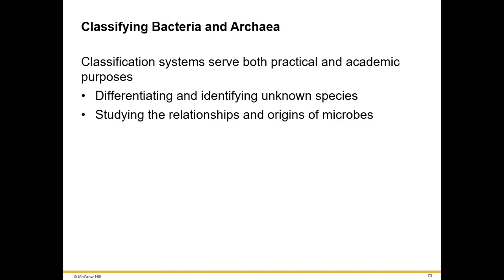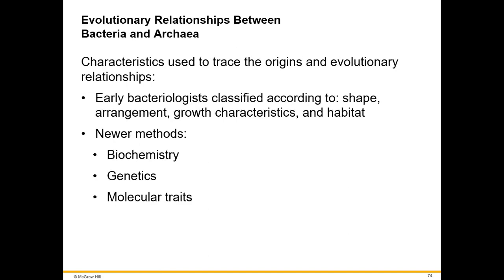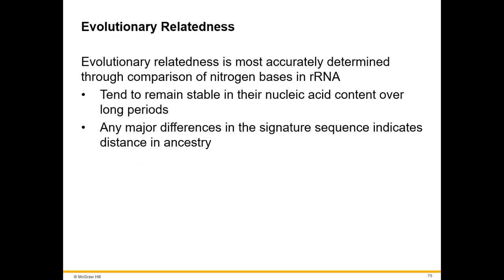Classifications. Systems have both a practical and an academic purpose in differentiating and identifying unknown species and studying the relationship and origins of microbes, the evolutionary relationships that can trace them. Many bacteriologists classify according to shape, arrangement, and growth. With newer methods, we rely on biochemistry, genetics, and molecular traits to classify them.